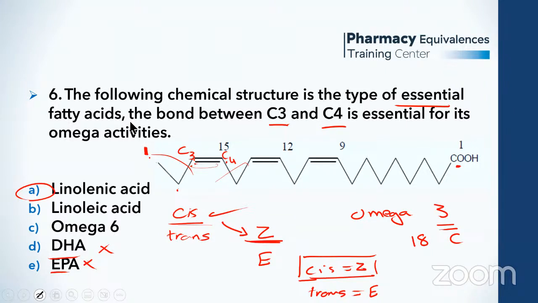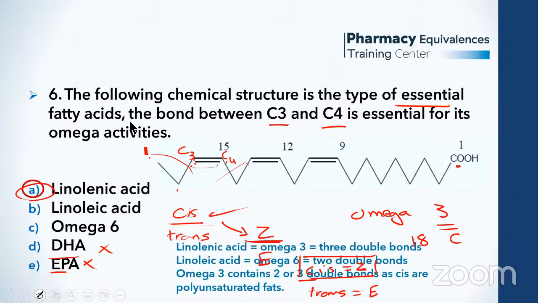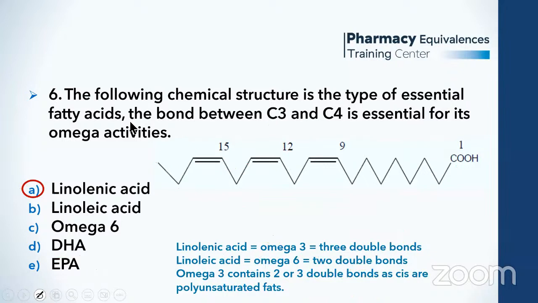Let us see the next question. So let us see this note. Linolenic acid is an omega-3, having 3 double bonds. Linoleic acid is the omega-6, having 2 double bonds. While omega-3 contains 2 or 3 double bonds as cis, they are polyunsaturated fats. We call them polyunsaturated fats.